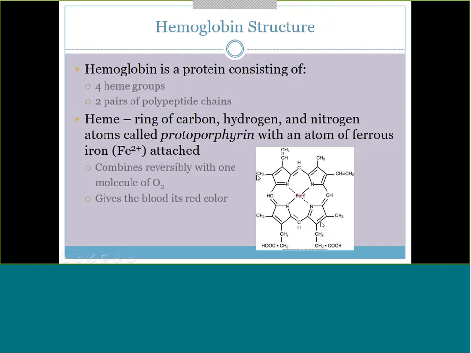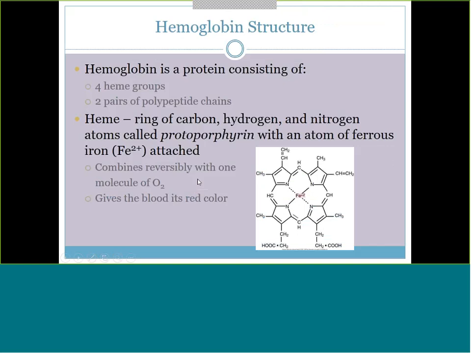So inside the center of that protoporphyrin ring is our iron. Fe stands for iron. So it is in what we call a 2+ ferrous state. We must have iron in that 2+ ferrous state as part of this in order to properly bind to oxygen and deliver the oxygen. So this whole thing together, this ring plus the iron, make up each heme group. So there are 4 of them total.